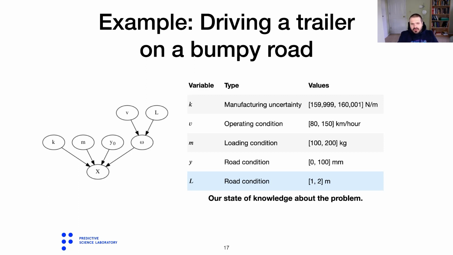Now, what I want you to notice is that I haven't really said anything about x and omega, because x and omega are derived quantities, they're not basic quantities. X and omega are caused by all the other variables. So I just went over the variables that are basic, and I described my state of knowledge about them.